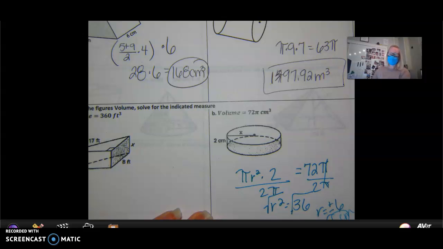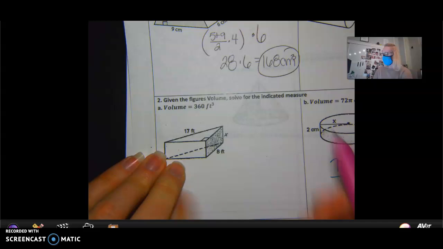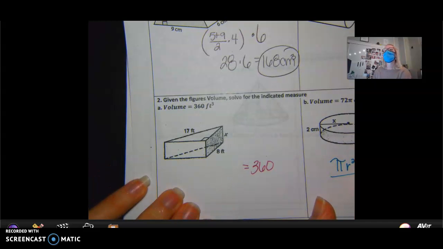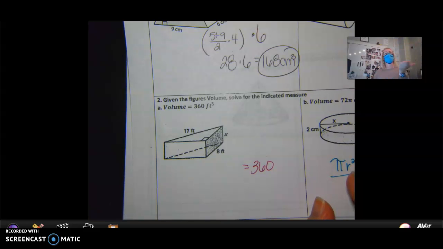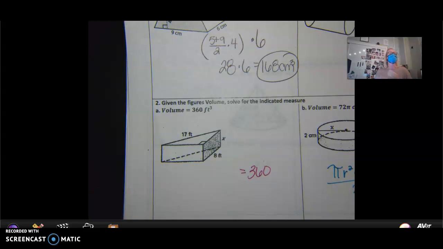Okay. So next, let's go back over here. The volume of this is equal to 360. And how I find the volume on this guy is finding the area of the base times its height. What is the shape of the base here? A right triangle. How do you find area of a triangle? Base times height divided by 2. Now, on a triangle, your base and your height have to come together to make a what?